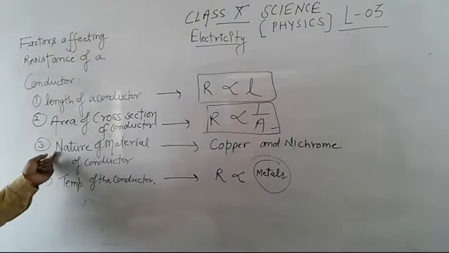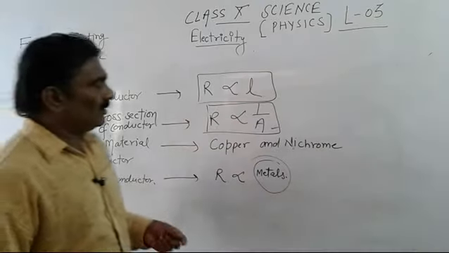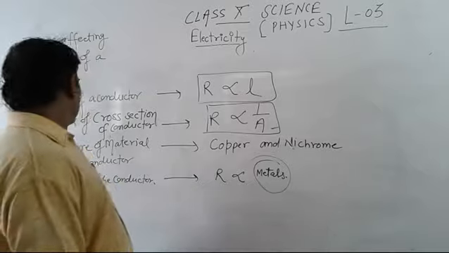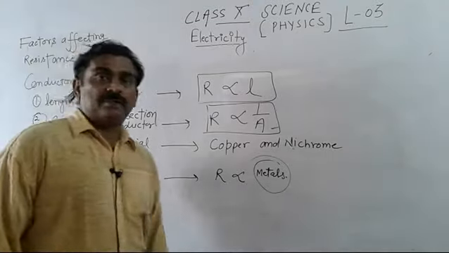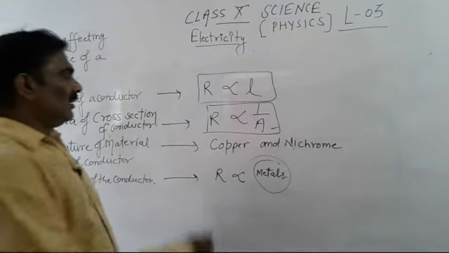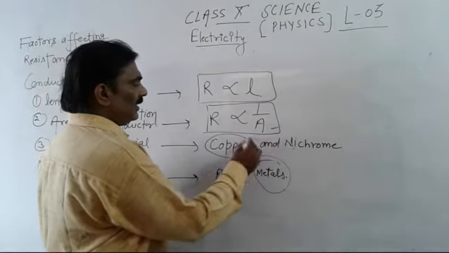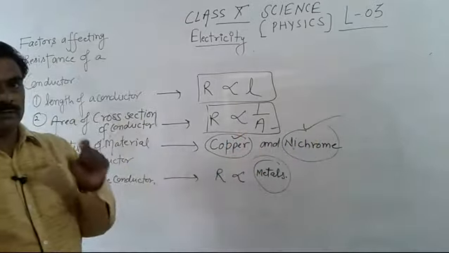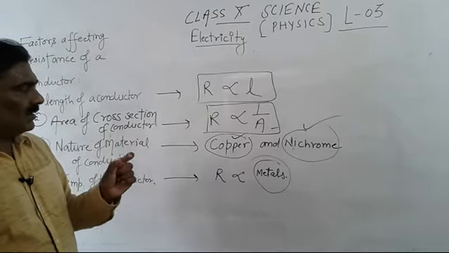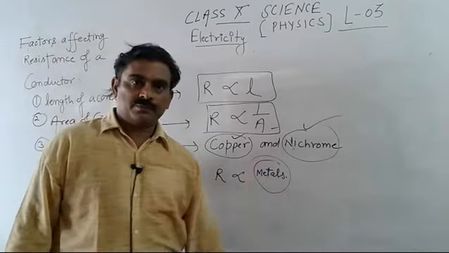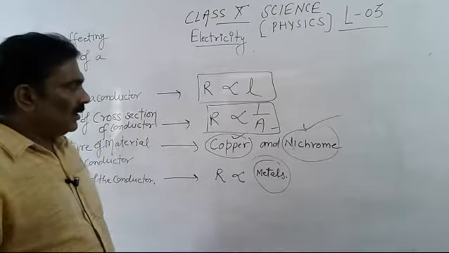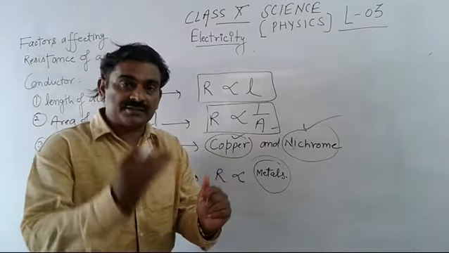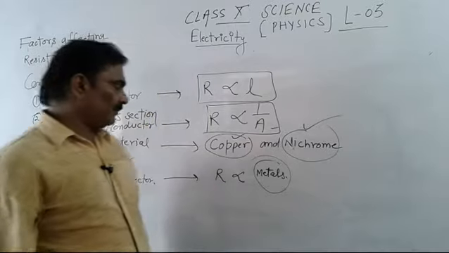Third, nature of material of conductor. There are so many metals or materials like copper, aluminum, silver, etc. Here we have two examples, copper and nichrome. Certainly copper has less resistance in comparison to nichrome, approximately 60 times. In other words, nichrome has the capacity of resistance 60 times more than copper.